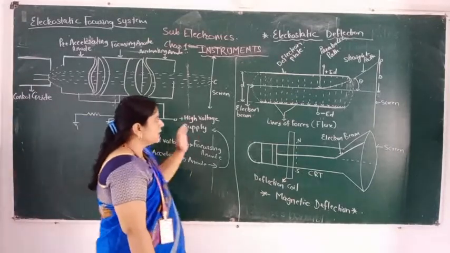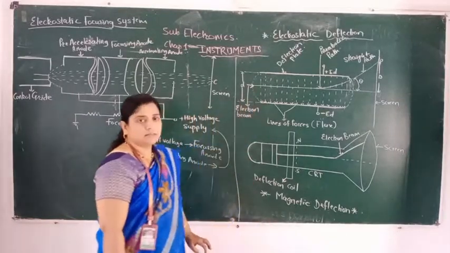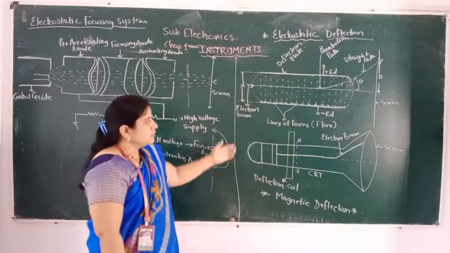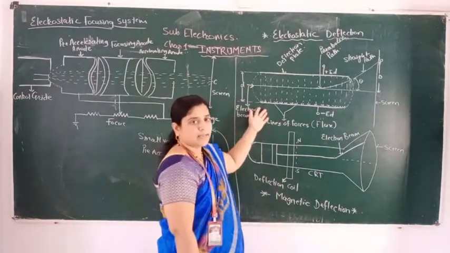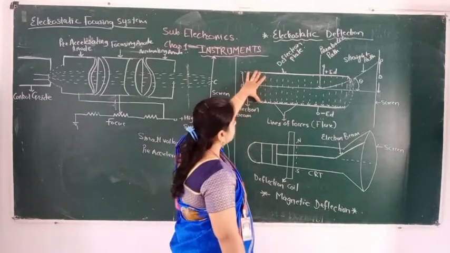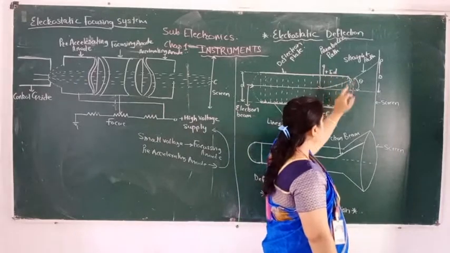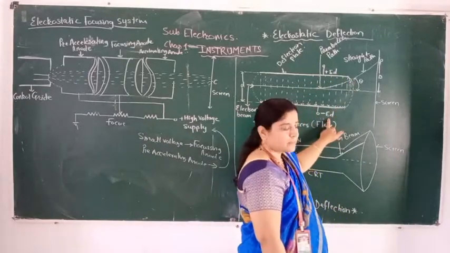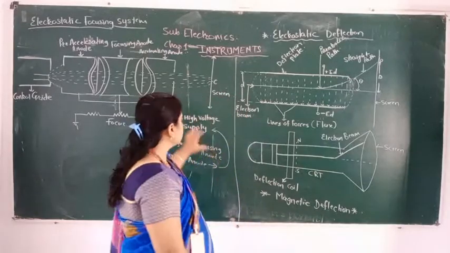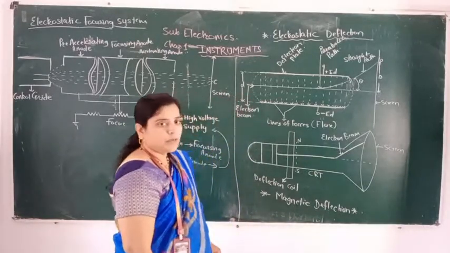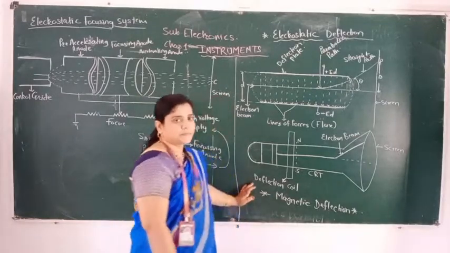Next, it is divided into two parts: magnetic deflection and electrostatic deflection. So what happens in the electrostatic deflection? See the diagram. It has two plates, a positive plate and a negative plate. So in the electrostatic deflection, the same concept will be there, because it is the main circuit which is divided into two types.